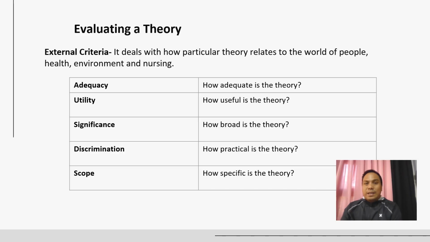Kasi sabi ko nga kanina, the purpose of evaluating the theory is to determine if it has fulfilled its intended role in guiding the research, practice, and knowledge development in nursing. Its usefulness and applicability are judged based on the internal and external criteria. Diba, nasabi ko na kanina, internal criteria focuses on how the components of the theory fit together. So this involves examining clarity, consistency, and logical structure, whether the concepts, assumptions, and propositions are aligned or non-contradictory. A theory with strong internal consistency is considered coherent and reliable.